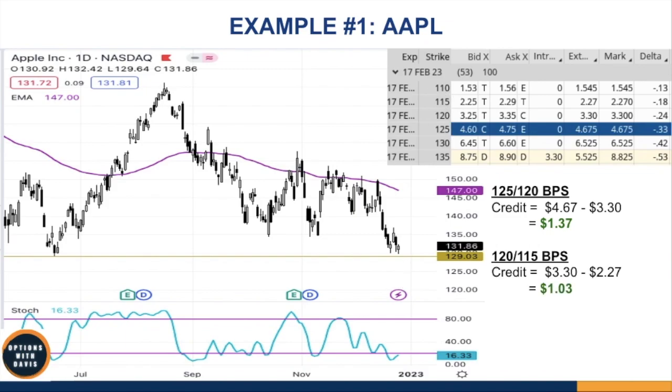So you want to take a look at the credit. Are we able to get the credit which we want? And from here you can see the credit which we receive will be $3.30, right? We take the mark, 330 minus 227, we get $1.03. So this is possible as well. So in this case, we have two choices. You can either go for the one that is 125, 120, or you can be a little bit more conservative and go for the further away strike at 120, for which you will get $1.03 in terms of credit.